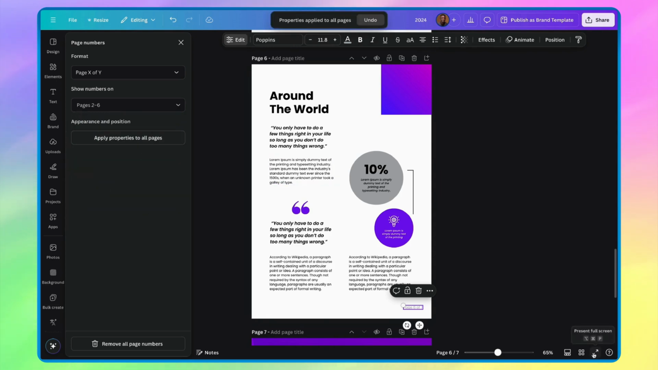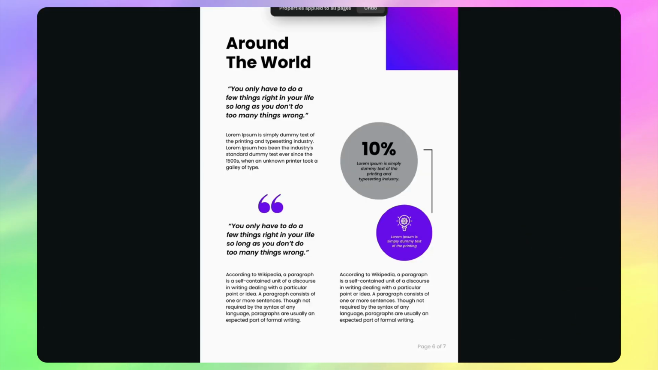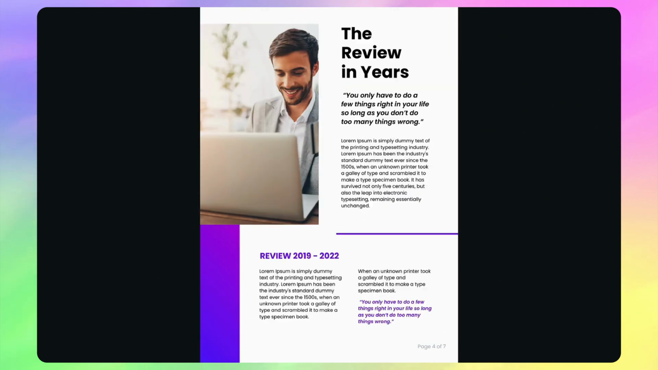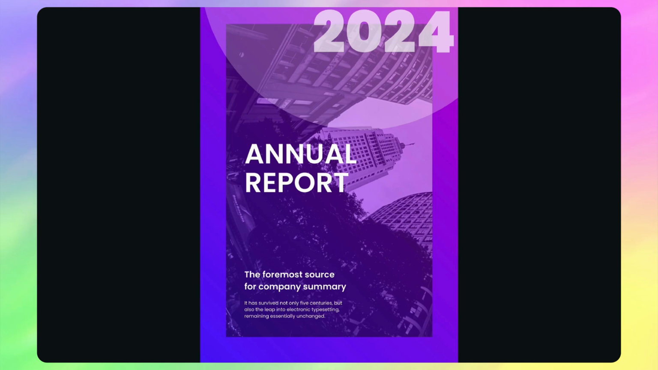Now let's look at that in a large screen view. Page 7 doesn't have any number, page 6 does, 5 of 7, 4 of 7, 3 of 7, 2 of 7, and there isn't any number on page 1. And that's how easy it is to number pages in Canva.